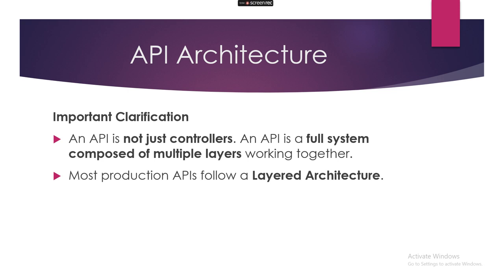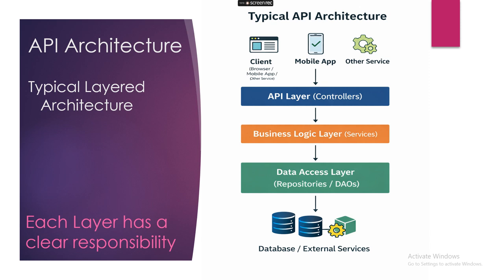Important clarification: an API is not just controllers. As stated in the last video, it's not just the controller layer. An API is a full system composed of multiple layers: the controller layer, the business layer, the database layer. Most production APIs follow a layered architecture, and this is a typical layered architecture of an API.